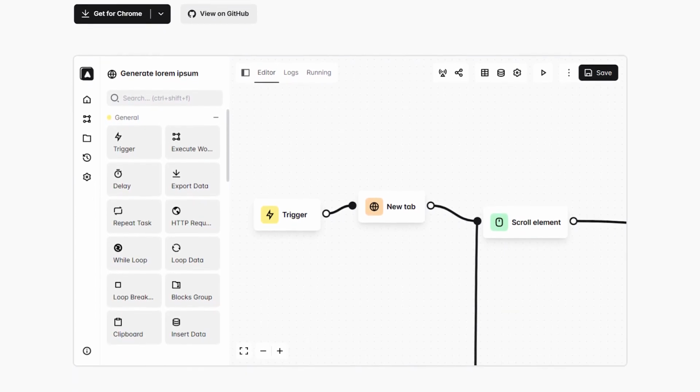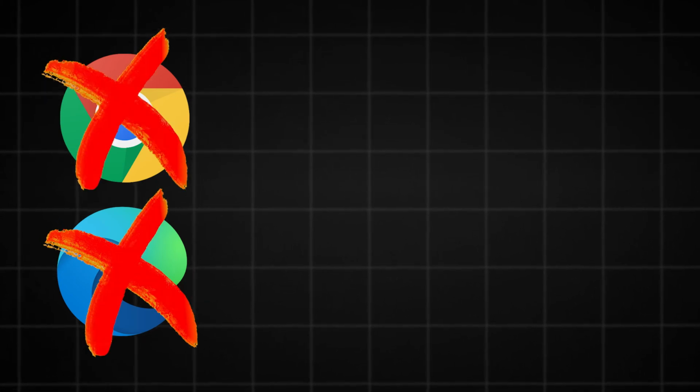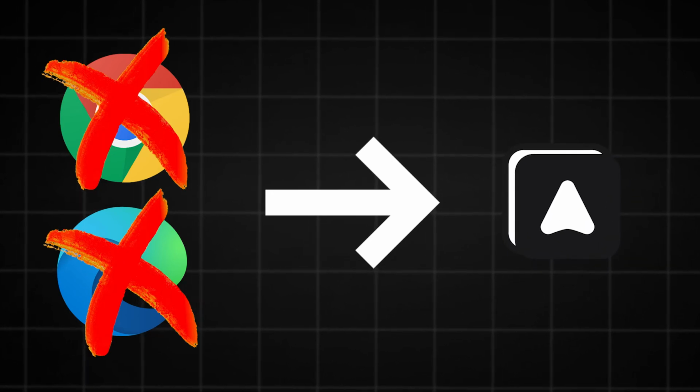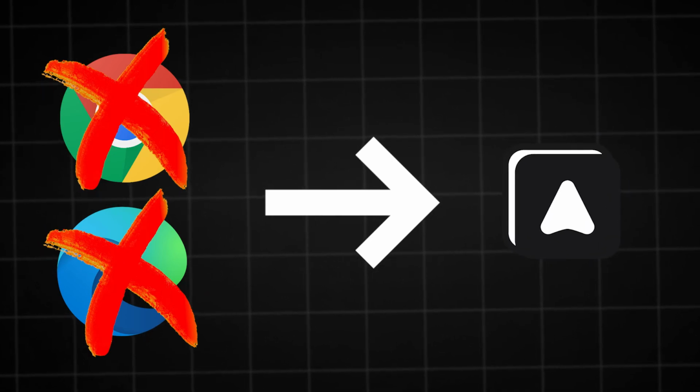Also, if you use browsers other than Edge and Chrome, Power Automate doesn't work well and can be a bit buggy. So if you want to see what Automa can do, there's a link on the top right corner of your screen and also in the description. Feel free to check it out.